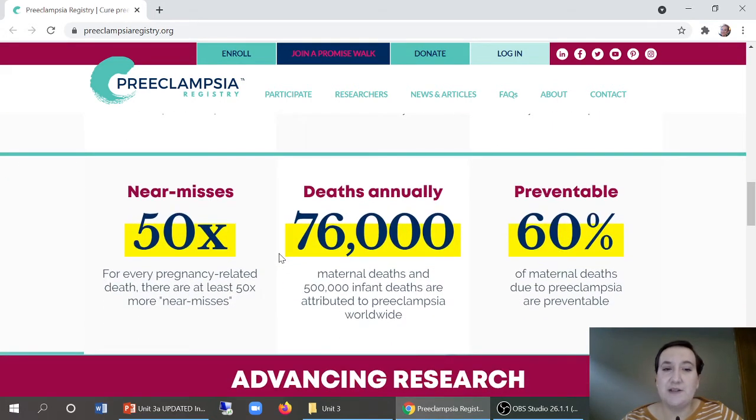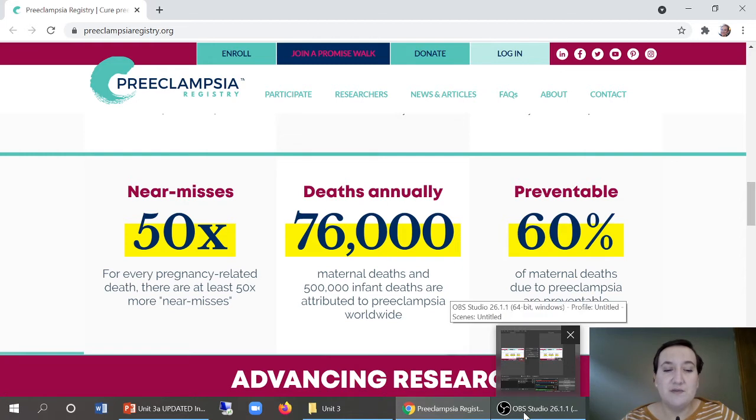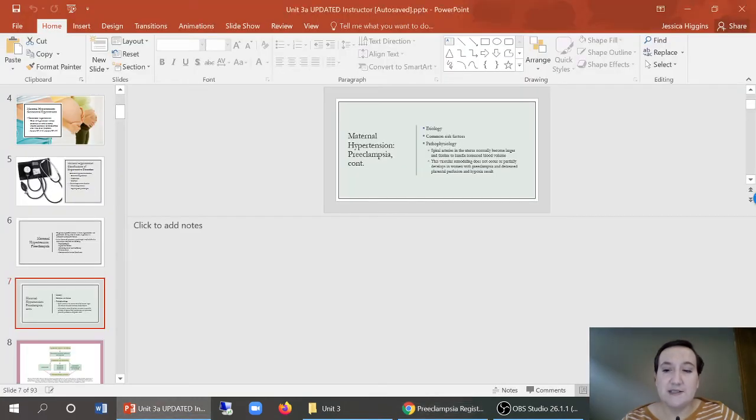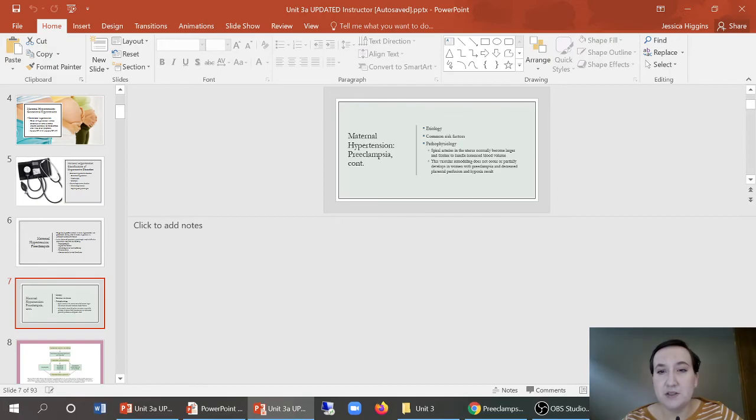60% of all maternal deaths associated with preeclampsia are preventable. So when you're talking about risk factors, we would be concerned about individuals who have poor to no prenatal care, and then as well our African American, our Black patients.